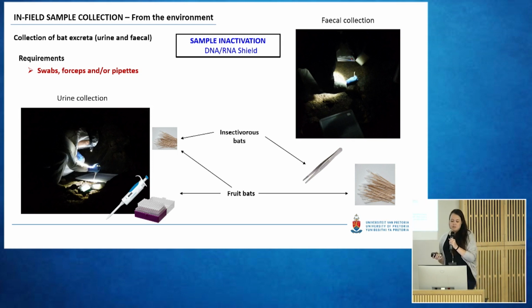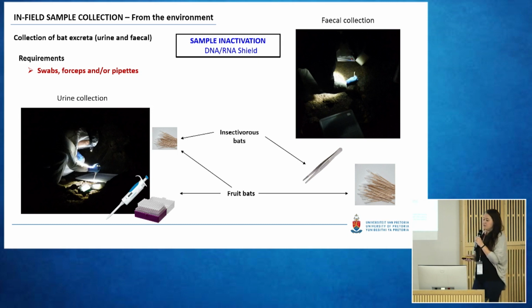For the insectivorous bats, for urine collection, you can use pipettes, but we also tend to use the swabs because it's such small volumes of urine, and if you use pipettes, you tend to sometimes lose some of this volume, and it works a lot better for us.